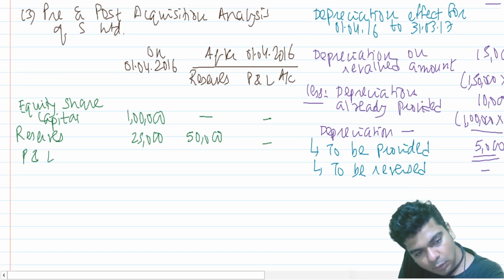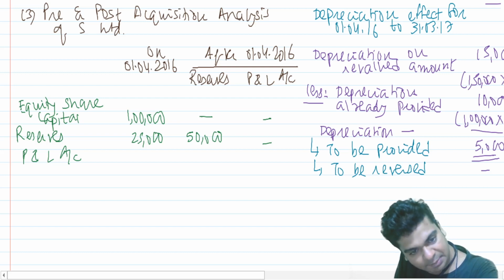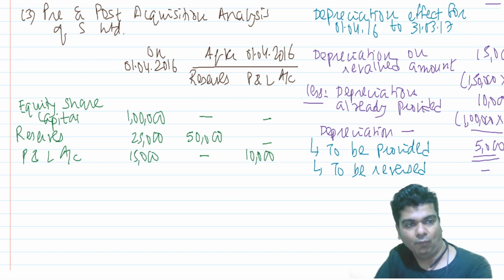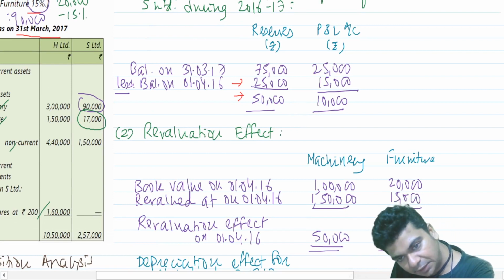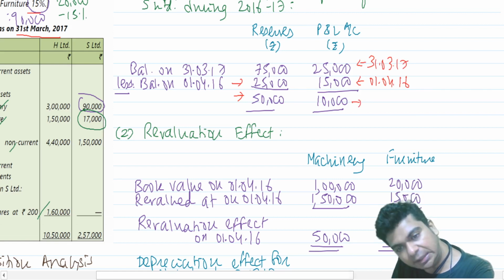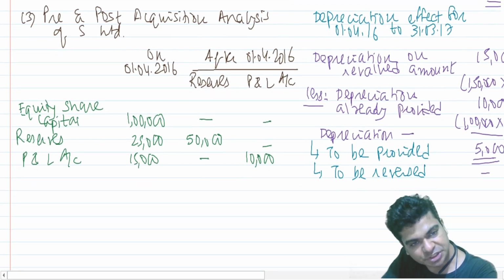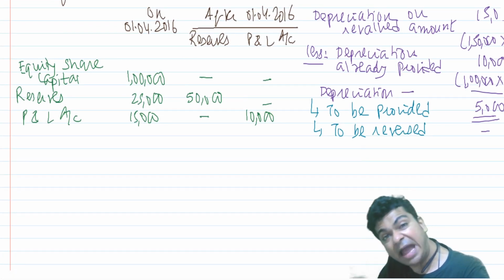Next I say profit and loss account, right? The day when we are acquiring shares, the P&L balance is 15,000 and then it is increased by 10,000. Again, this earlier working that we have done, we are using that only. 1st April 2016, this 15,000 is the balance on 1st April 16. This is the balance on 31st March 17. So obviously the difference of 10,000 is after 1st April 16. After 1st April 16 is post-acquisition. I have put it over here in the post-acquisition figure. Comfortable?